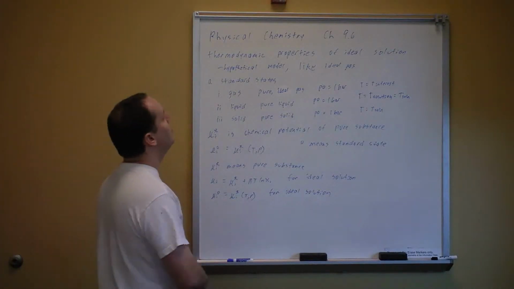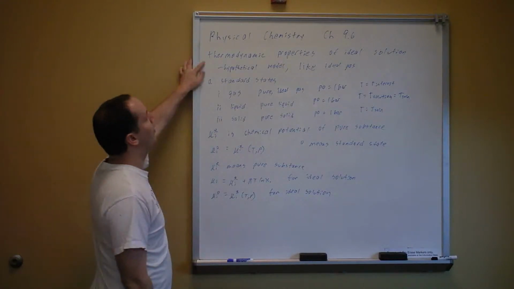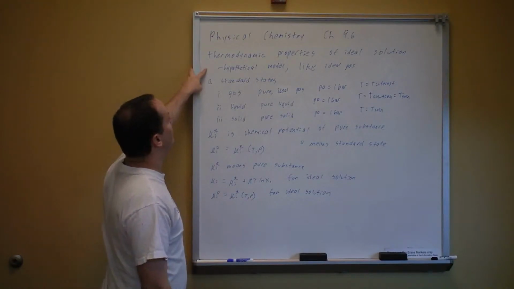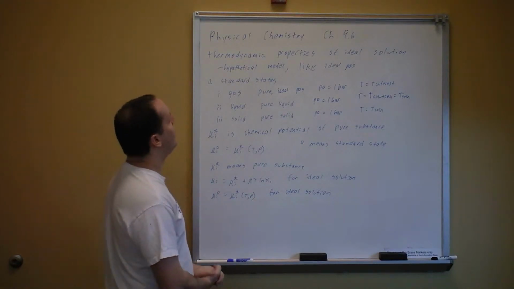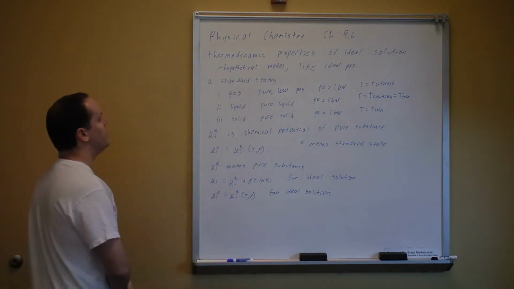Continuing on physical chemistry, chapter 9, we're in section 6 right now. We've actually been in section 6 a while, but anyway. Thermodynamic properties of an ideal solution. Now remember, an ideal solution is a hypothetical model, kind of like an ideal gas. It's a mathematical convenience.